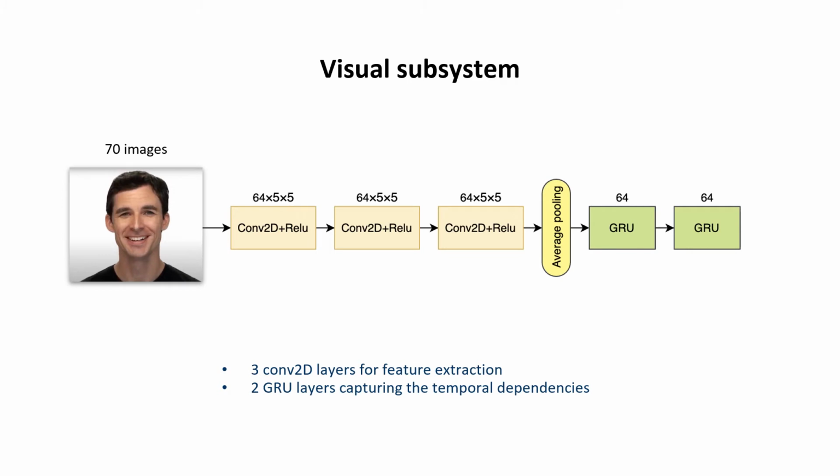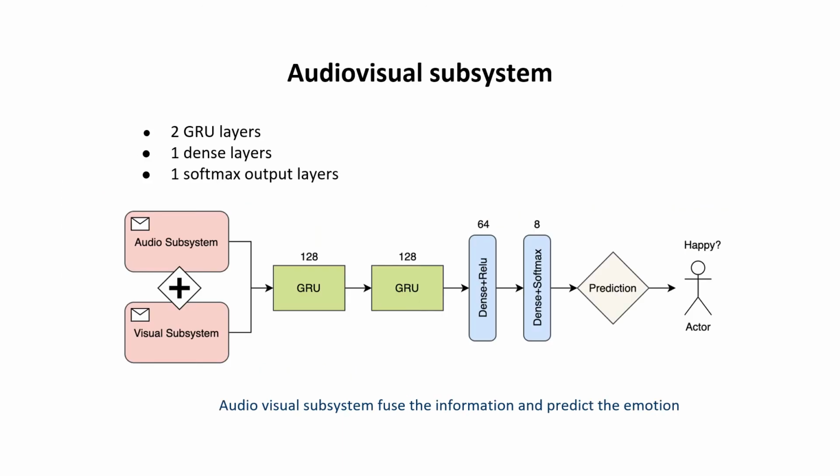Now, let's have a look at the video subsystem. 70 images from one video are fed to 3 convolutional neural networks for feature extraction. After a global average pooling layer, we integrate these 70 results and feed them to 2 GRU layers to capture the temporal dependencies. After that, the outputs from these 2 subsystems are concatenated and fed into the audio-visual subsystem. They first go through 2 GRU layers and then 2 dense layers to predict which of the 8 emotions the actor is expressing. The above is all of our models.